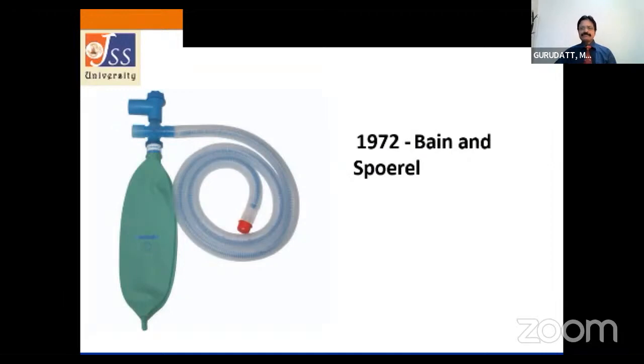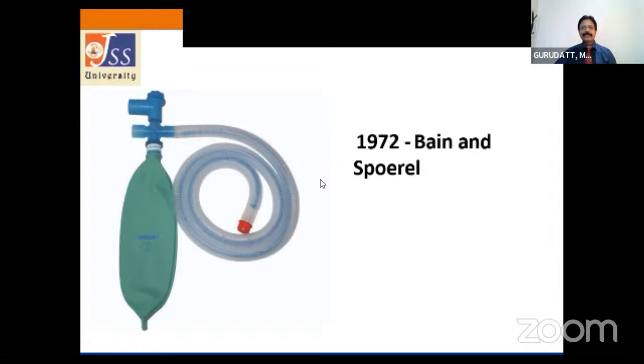Again, all the circuits used to be very heavy. They had all metal connectors. So especially for head and neck surgeries, it was very difficult to manage because of the dragging on the endotracheal tube. That's how the coaxial circuits were introduced. The first coaxial circuit was introduced by Bain and Spoerel in 1972.